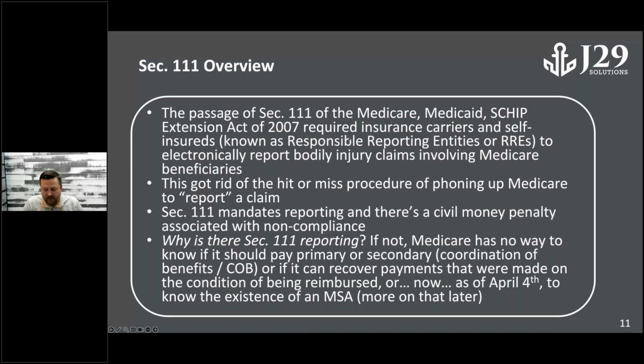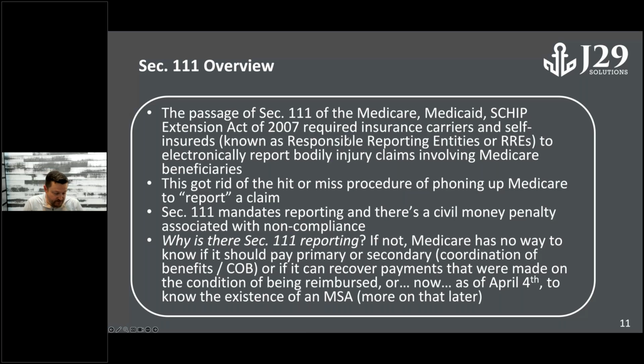Medicare said, we're going to put the onus on insurance carriers and self-insureds, these primary payers, and in the parlance, we call them responsible reporting entities, and we're going to mandate that they report over certain data associated with bodily injury claims. What's really important here to know is if Section 111 didn't exist, Medicare wouldn't really have a systematic way of knowing on a claim-by-claim basis if there was a secondary payer situation.